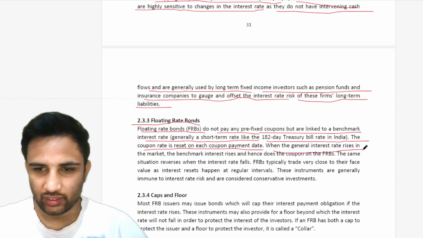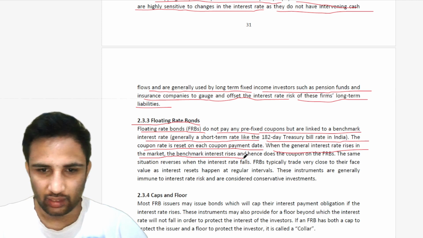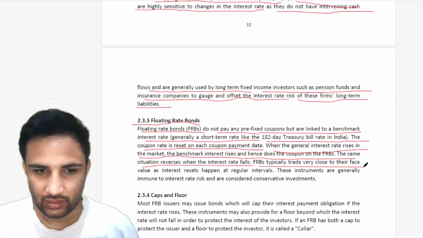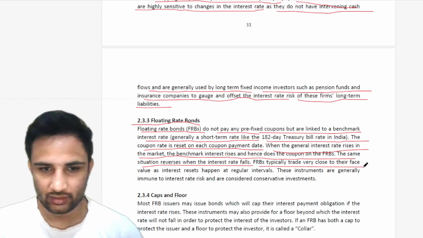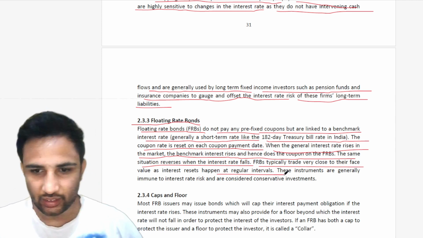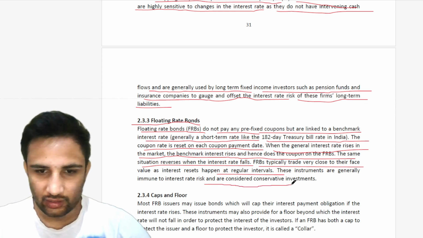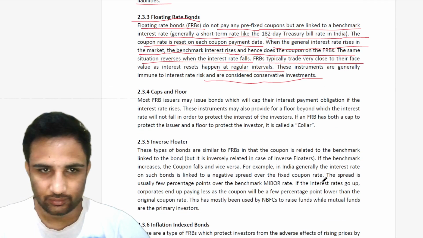When the general interest rate rises in the market, the benchmark interest rises and hence does the coupon on the FRBs. The same situation reverses when the interest rate falls. FRBs typically trade very close to their face value as interest rate resets happen at regular intervals. These instruments are generally immune to interest rate risk and are considered conservative investments.